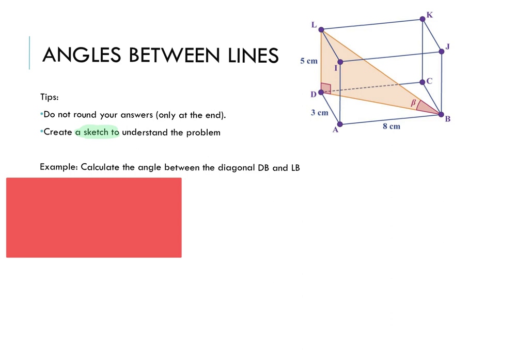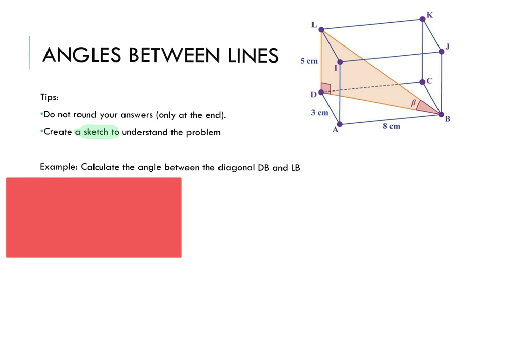Let's try this example. So you have your shape. This is the rectangular prism. And there we go. They're asking you to calculate the angle between the diagonal DB and LB. So these two diagonals, calculate what the angle is between them. Now here the diagram is given to us, and they highlighted what triangle we need to use. I always suggest that once you have a three-dimensional shape and you've identified a two-dimensional shape, please redraw this two-dimensional shape to understand it better.